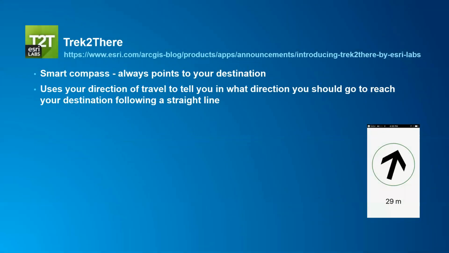One of these is called Track to There. This is basically a smart compass, and what it does is point you to your destination. It uses your direction of travel to tell you in what direction you should go to reach your destination. So it literally just gives you an arrow to follow that gets you to your destination.